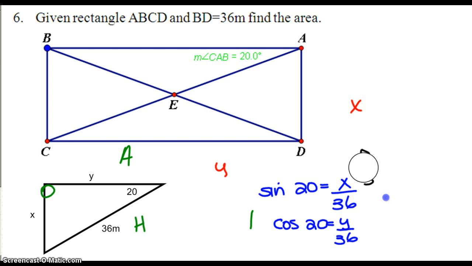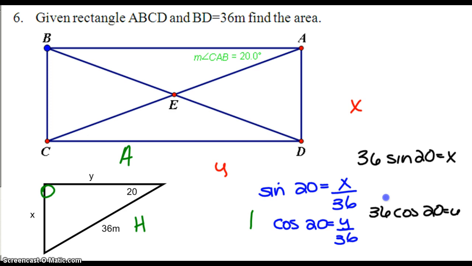Oh my goodness, I can get it together here. We have 36 sine of 20 is equal to x, and we have 36 cosine of 20 is equal to y. So making sure that you're in degree mode, we have an x of 12.3, and we have a y of 33.8.